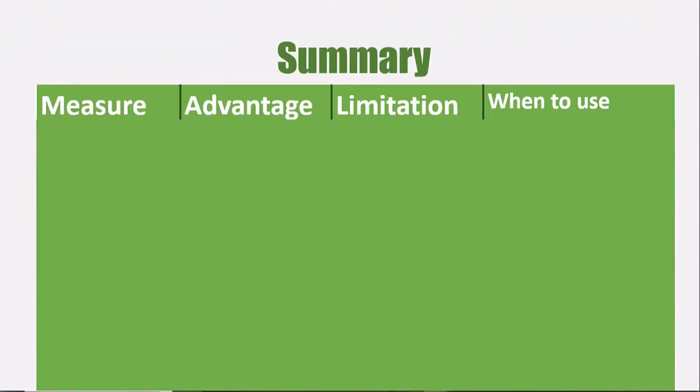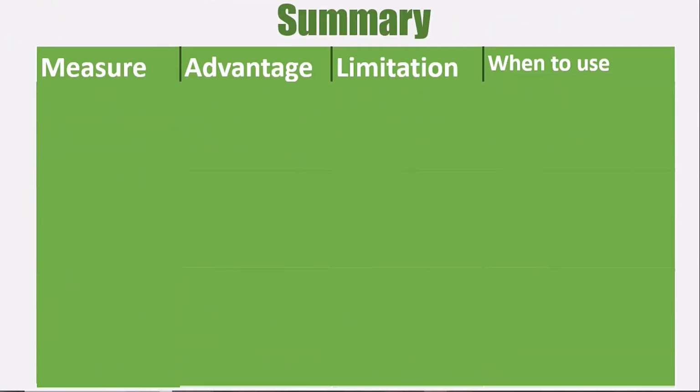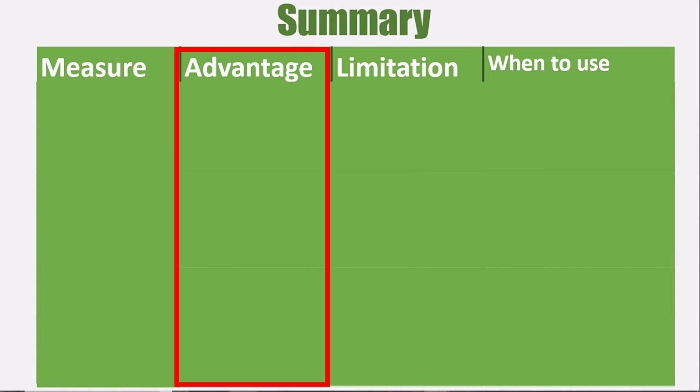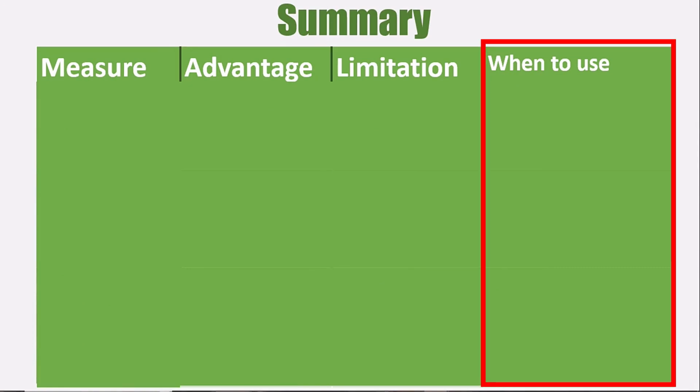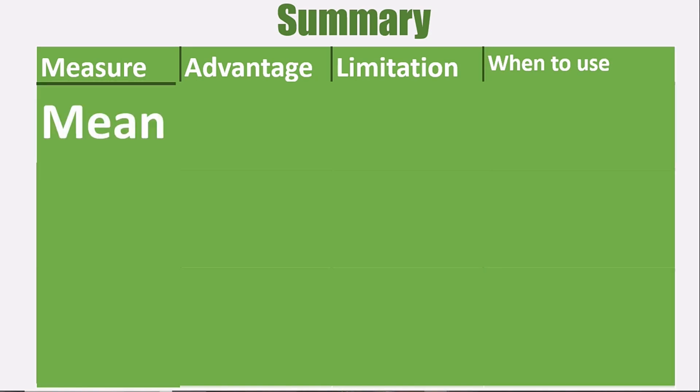Now let's get to this important summary. We are going to see the summary of those measures of central tendency. We shall see the advantage of each, the limitation of each, and which one you should actually use in which situation. Now let's start with the mean.